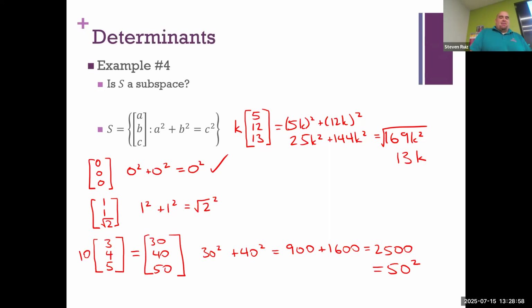Now, addition. If I add things in here together, will I still be in the set? So I'm checking for closure under addition. I've written 4 examples here of things that are in this set, or actually 5 or 6, depending on how you want to look at it. If it's possible to add any 2 of those together and get something that doesn't fit this condition, then I don't have a subspace. Go ahead.